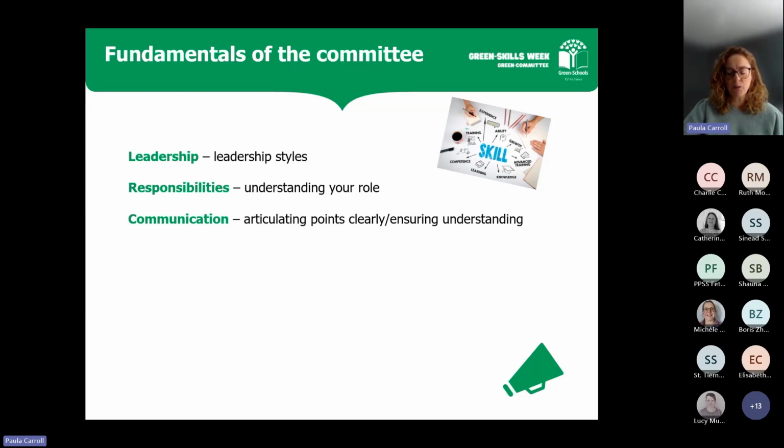Communication. Are you able to communicate? Are you able to get your point across? Is everyone being understood within the committee? As part of the committee and being a member, you might be asked to bring a notion forward from somebody else. Are you able to get that message across fully? If not, how can you do that? Can you talk to somebody else? Can you have a one-on-one with your Green Schools coordinator? But being able to communicate positively and clearly is really important within a committee.